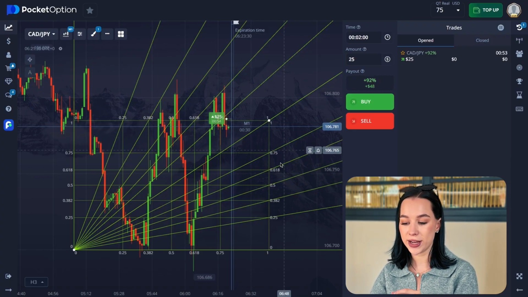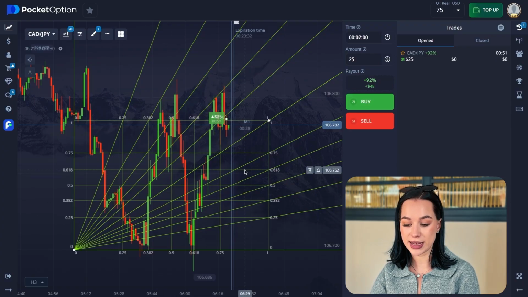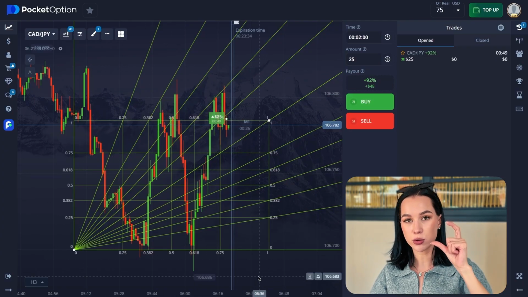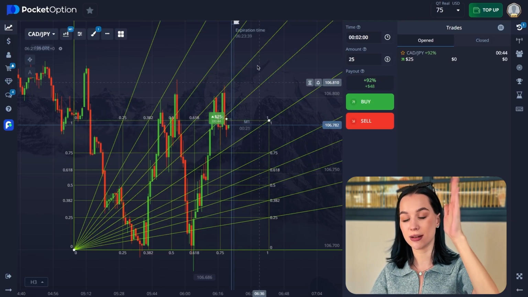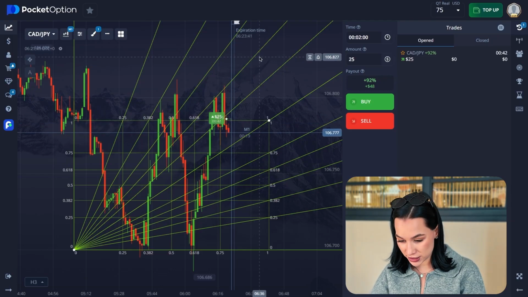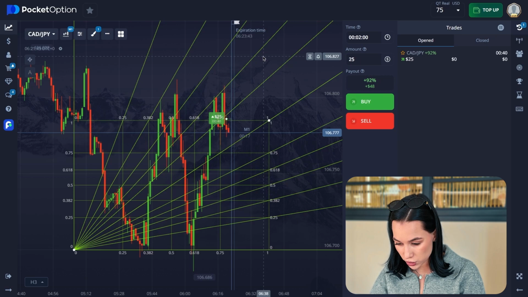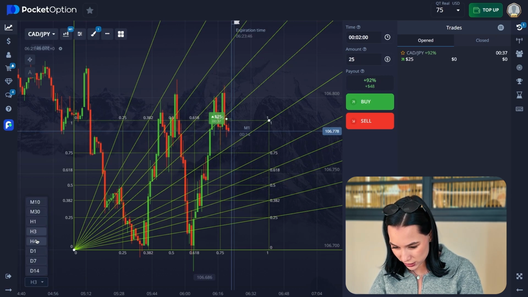Firstly, you need to wait for a confirmation of reversal. For example, as here, there were big shadows on the upper part of the candle showing us that the buyers were trying to break this level, but they couldn't. So that's why our price fell down. So for now, we can see that it's going a little bit lower.